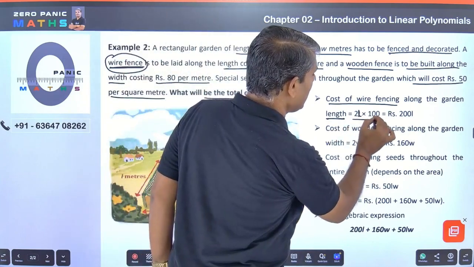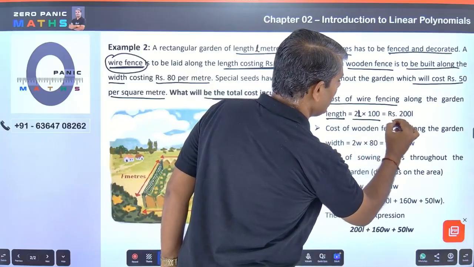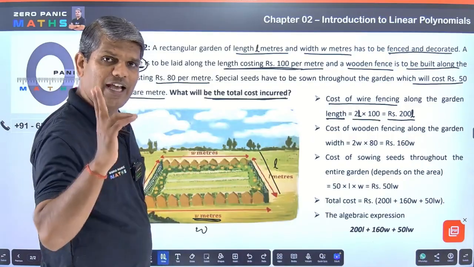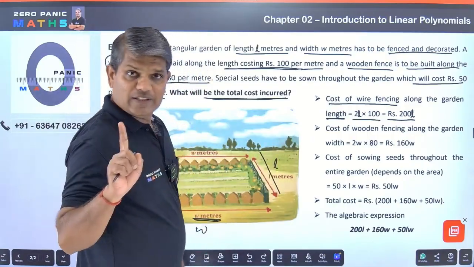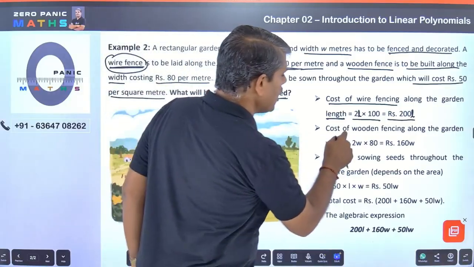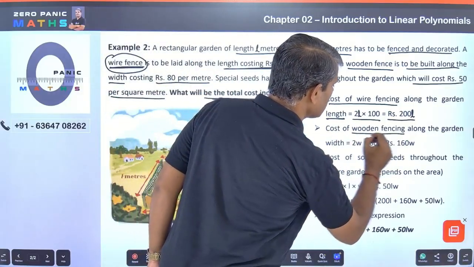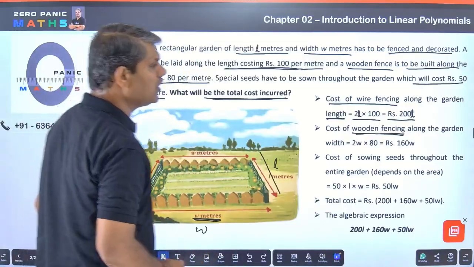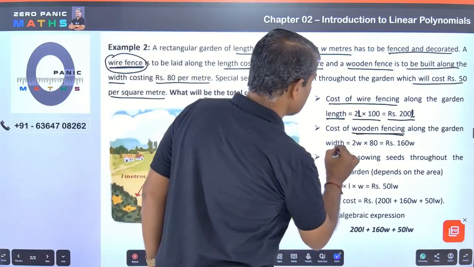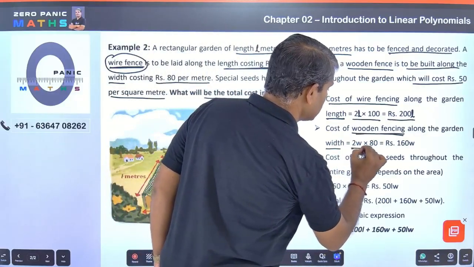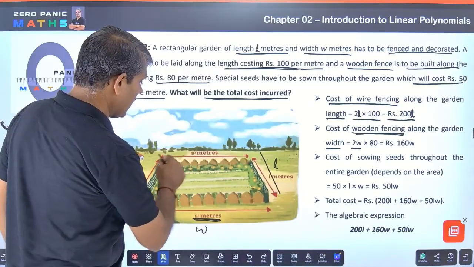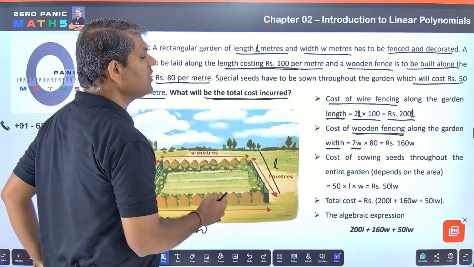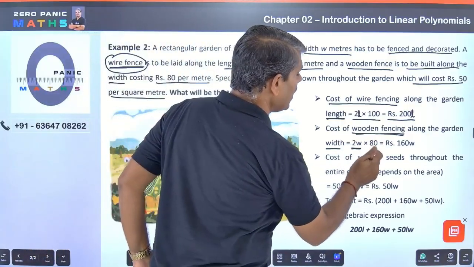So it is 2L into 100, it is rupees 200L. Okay, understood this clearly? Now similarly, cost of wooden fencing: because wooden fencing is done along the width of the garden, it is 2 times width, because it is in the front and in the back. And how much does each meter of the wooden fence cost?